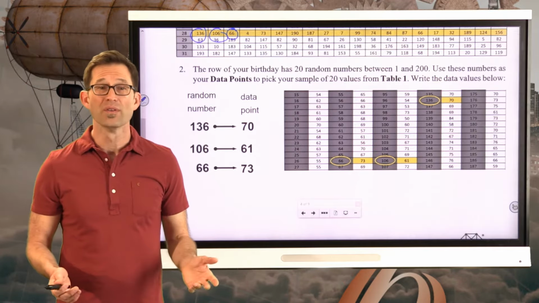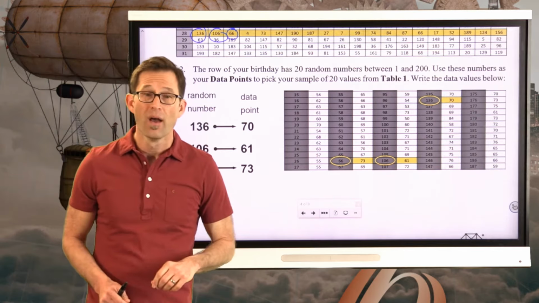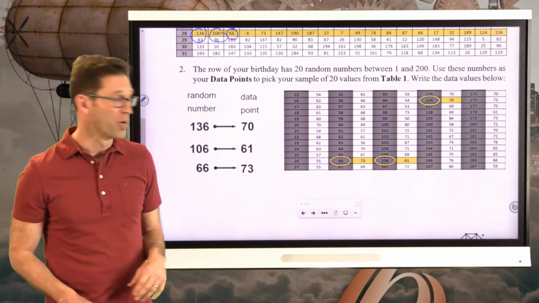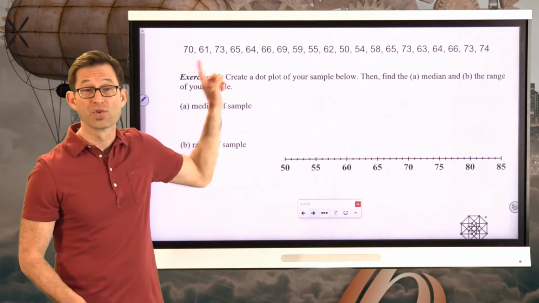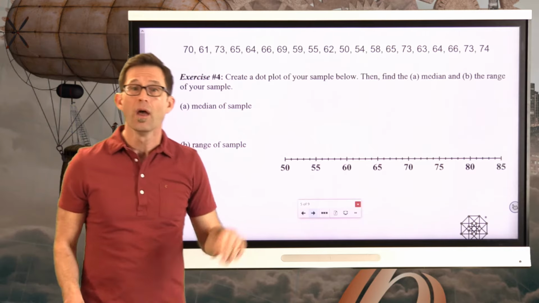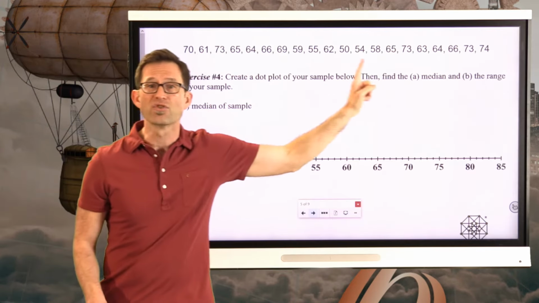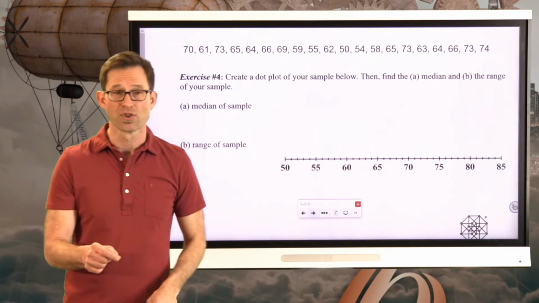Now, I can't do this for every one of the 31 rows in this table, all right? I can only do it really for my own. What were mine? Well, they were these, right? We already knew what my first three numbers were, 70, 61, and 73. But these are all of my 20 randomly selected heights from my population, okay?